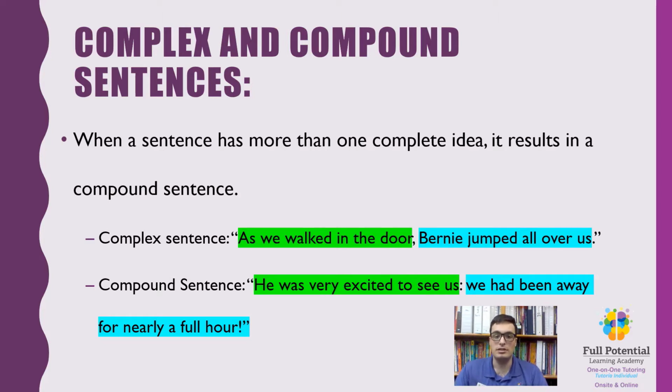The compound sentence is a sentence which has two complete ideas together. He was very excited to see us. We had been away for nearly a full hour. The first clause and the second clause can both stand on their own as complete sentences. Combined, they make a compound sentence. We can go over how they combine now with semicolons and colons.